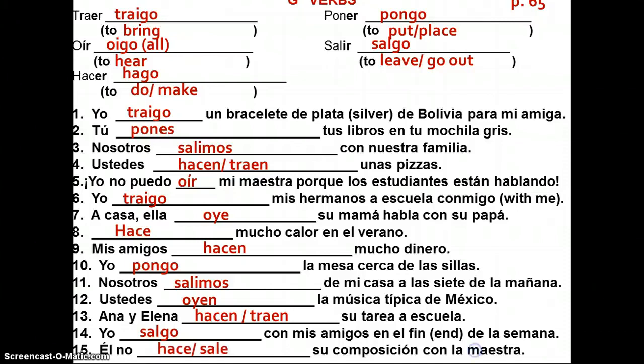And number 15, él no hace su composición con la maestra. He does not do his composition with his teacher. Or él no sale su composición con la maestra. He does not leave his composition with his teacher.